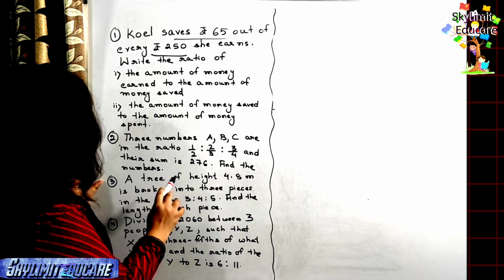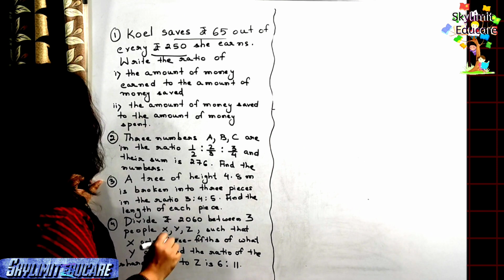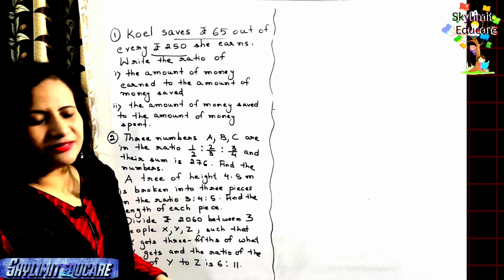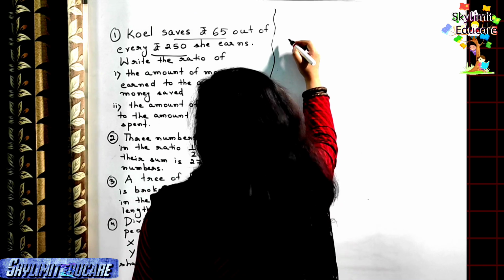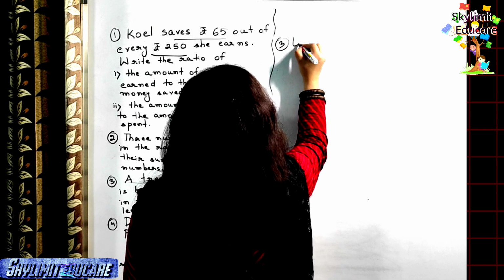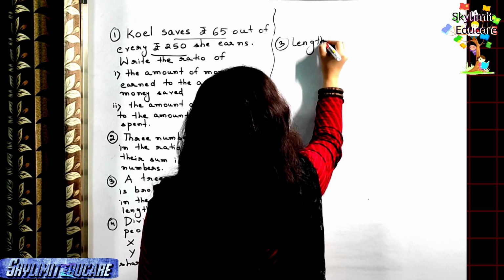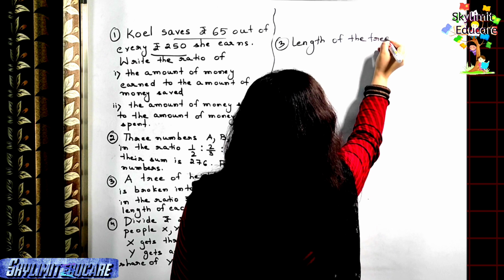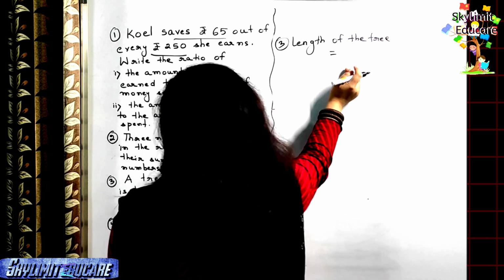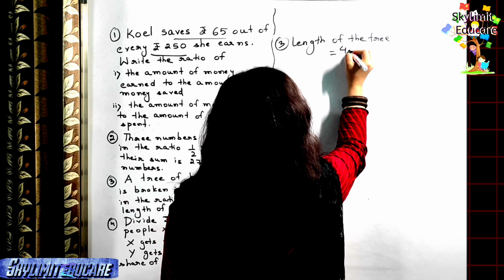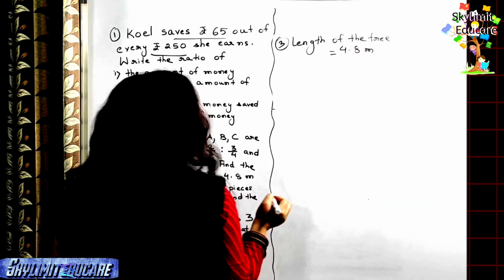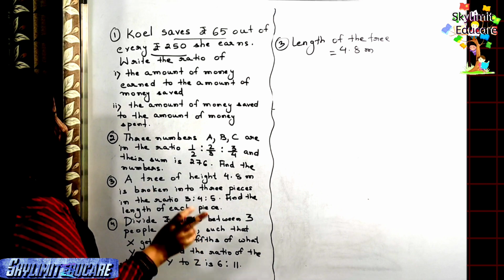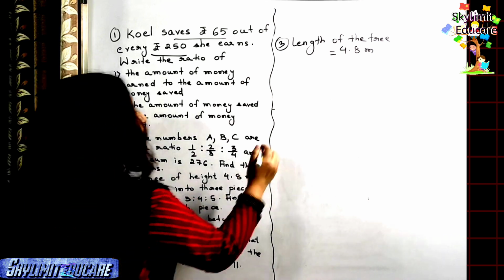Next question is, a tree of height 4.8 meter is broken into three pieces. One single tree, it was a single tree. The length of the tree, that means the original length of the tree before it was broken into pieces, was 4.8 meter, but after it got broken into three pieces, the ratio of the lengths of the three pieces is 3:4:5.